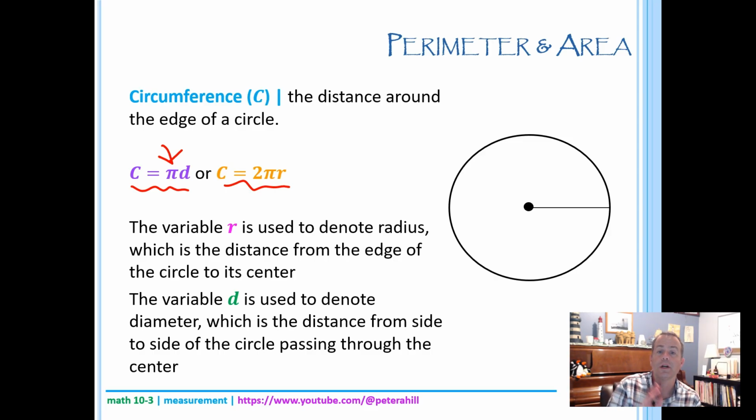The variable r is used to denote radius, which is the distance from the edge of the circle to its center. Actually in this picture here, that is what's drawn, the radius. The variable d is used to denote the diameter. The diameter is the distance from side to side passing through that center. So I have a radius there and a radius there. That would be the diameter that I just drew.